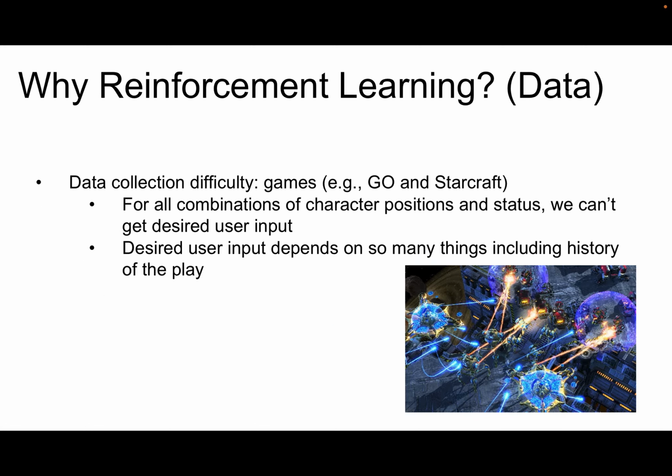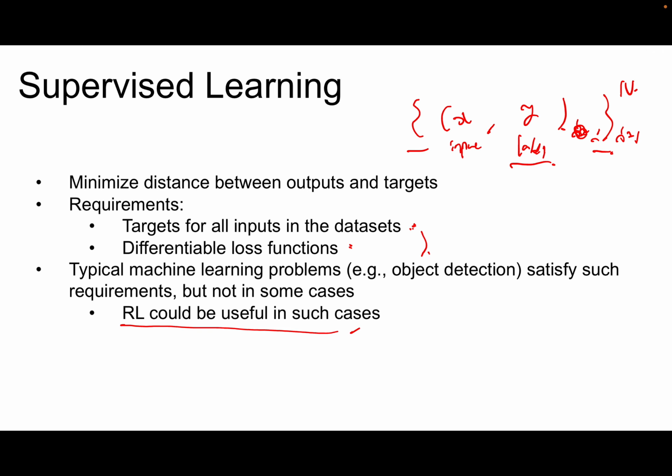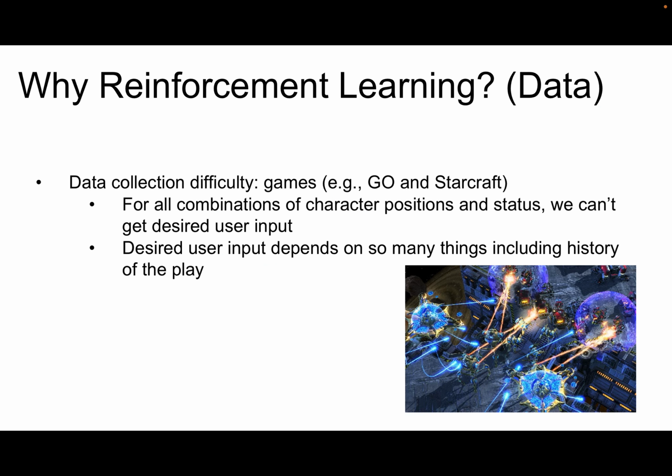So let's see. We talked about two things: data and loss function. We will see them one by one. The first one is data. In some cases, data collection is almost infeasible, almost impossible.